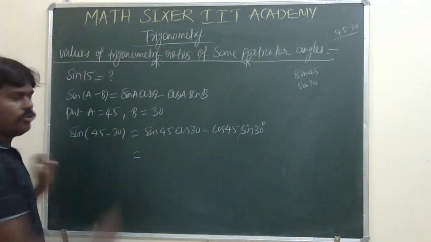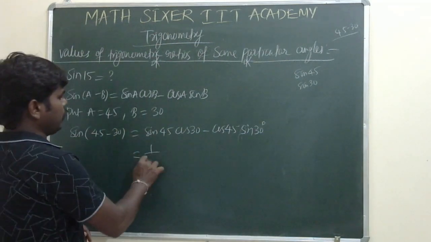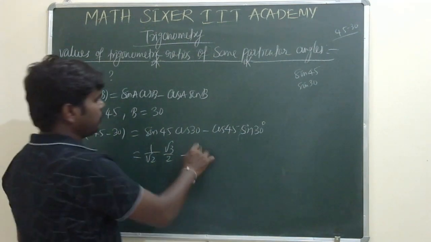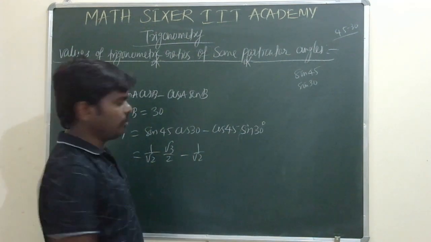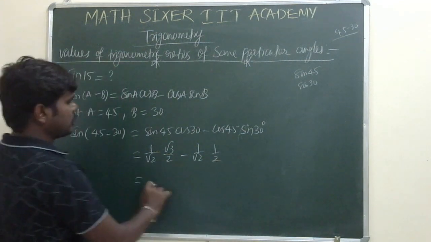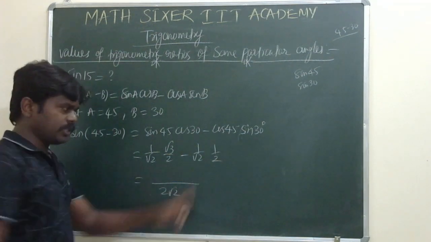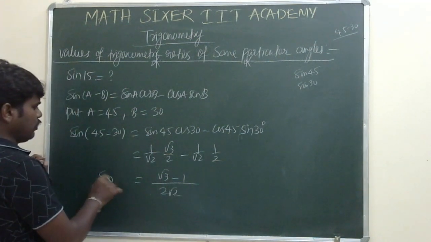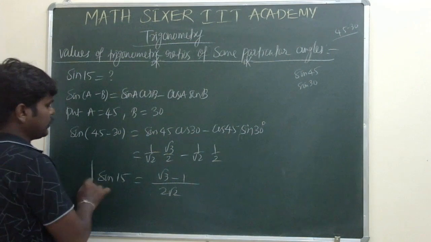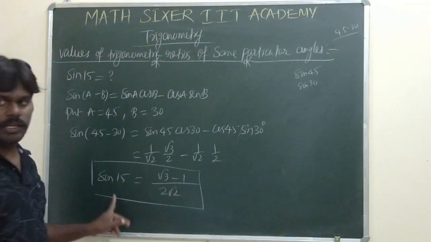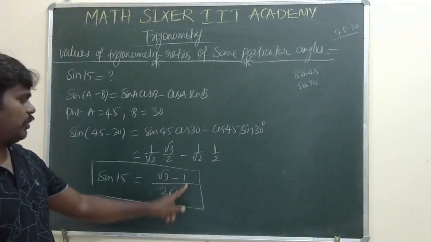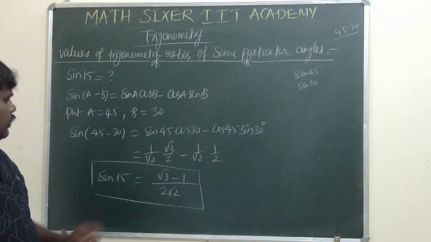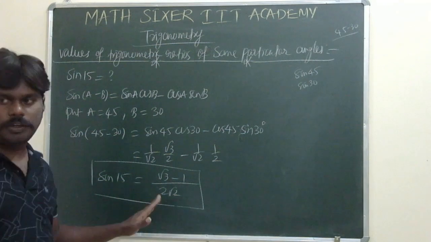Okay, so sine 45 is 1 by root 2. Next, cos 30 is root 3 by 2, minus cos 45 which is 1 by root 2, sine 30 which is 1 by 2. So here our LCM is 2 root 2, and in the numerator we have root 3 minus 1. So sine of 45 minus 30 is 15. So the sine 15 value is root 3 minus 1 by 2 root 2. Okay, so this is the value of sine 15.